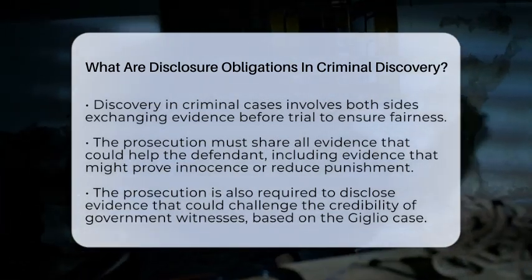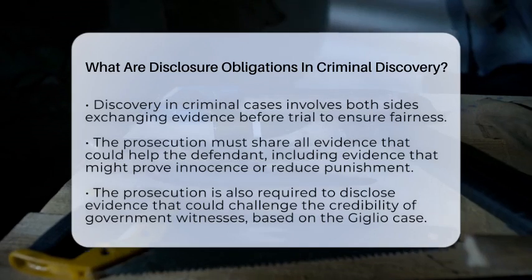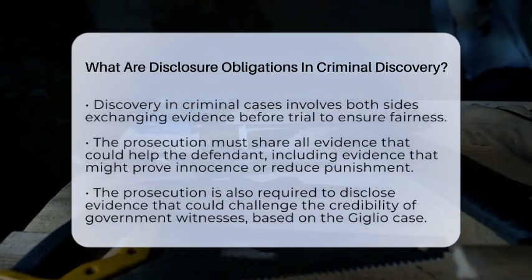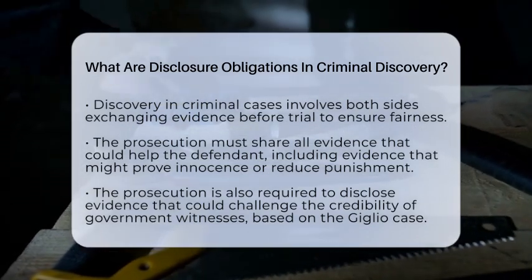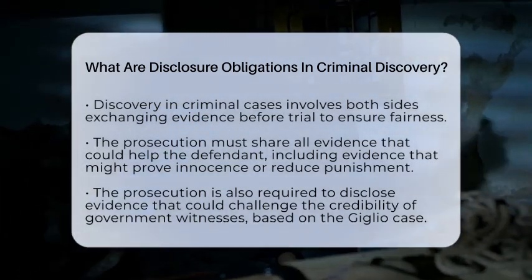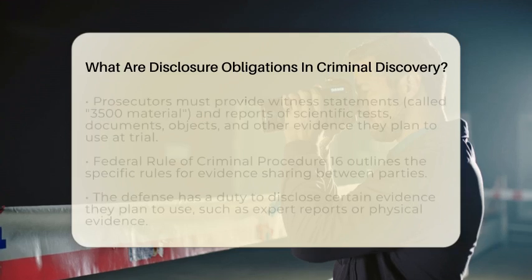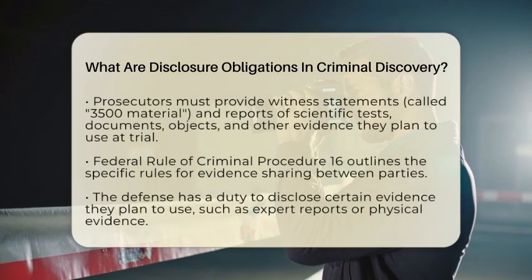The prosecution has a lot of responsibilities. They must share all evidence that could help the defendant, including anything that might prove innocence or lessen punishment. This is based on a Supreme Court case called Brady v. Maryland. If there is evidence that could challenge the credibility of government witnesses, the prosecution must share that too.